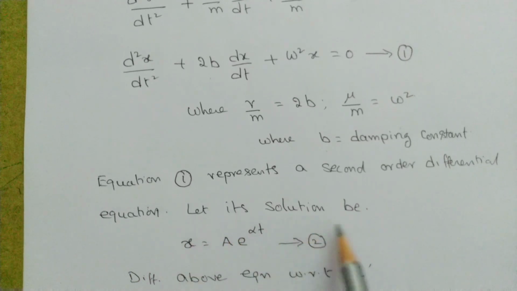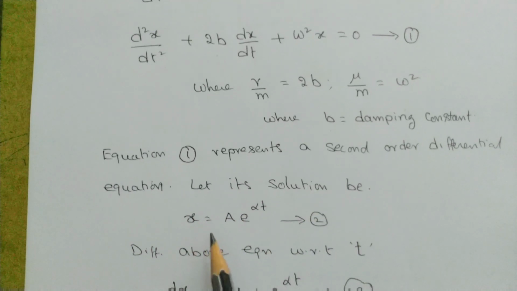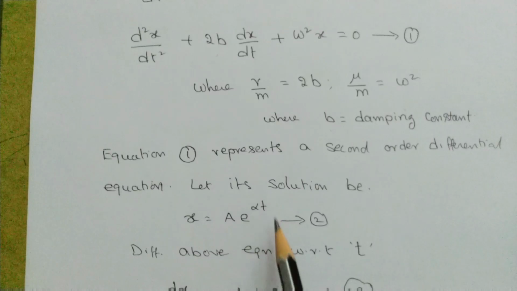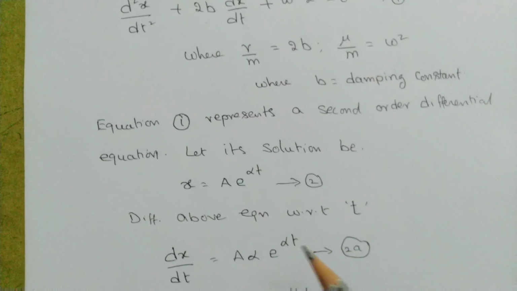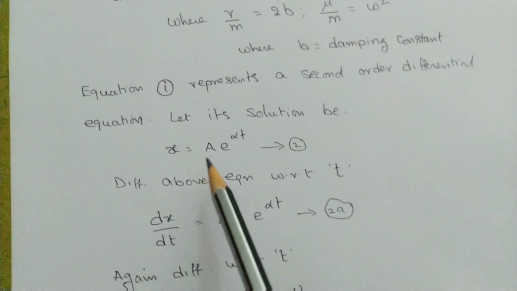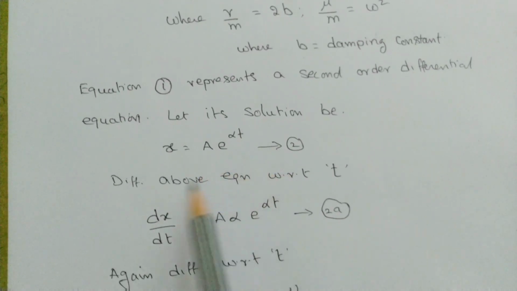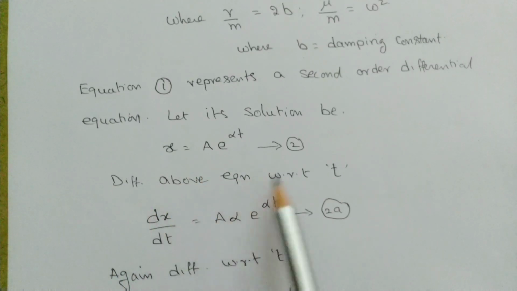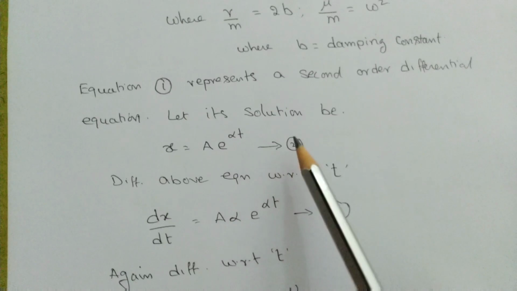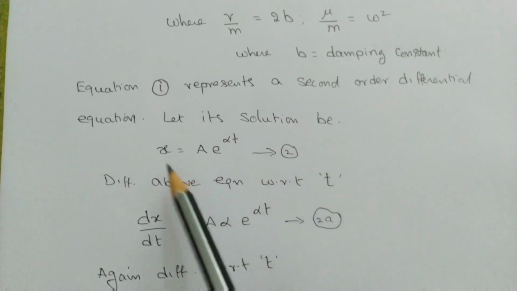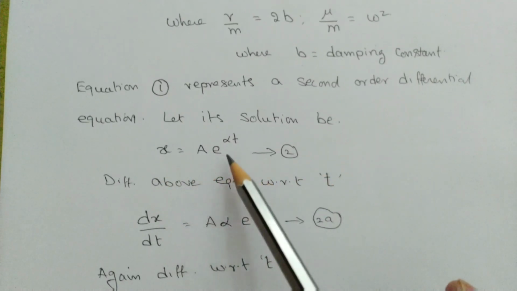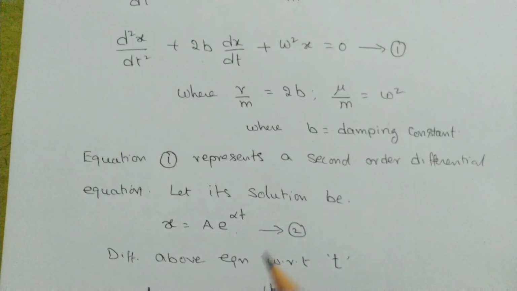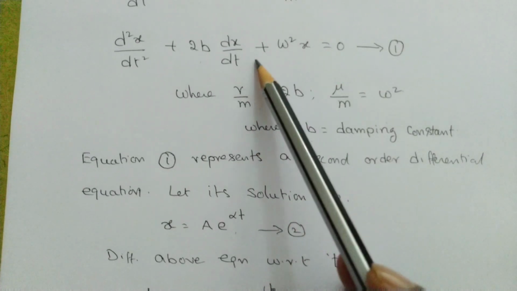Let its solution be x is equal to a into e power alpha t. That means the solution in terms of an exponent value here. Then a and alpha are constants here. Now differentiate this equation, then we take it as x here. We have to substitute this equation in equation number 1 here.